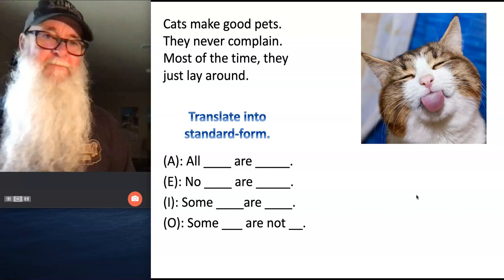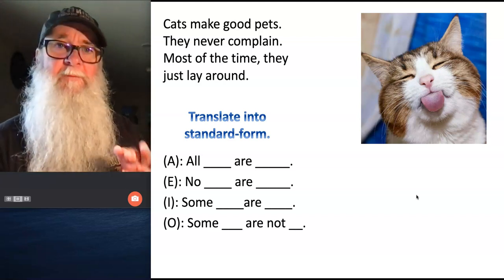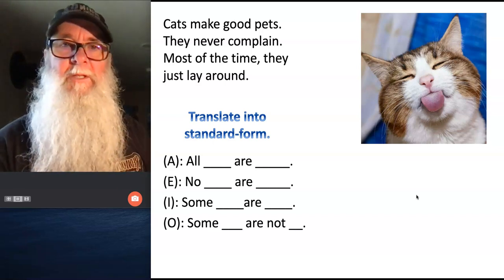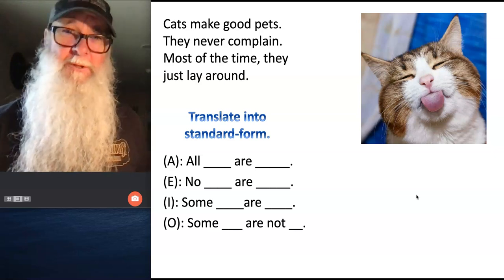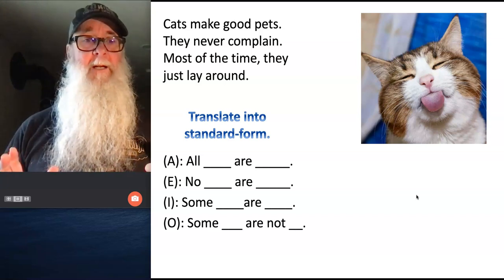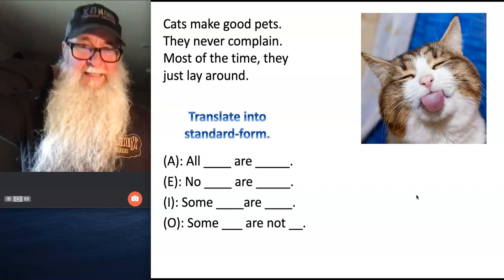Okay, so you still have just these four standard form categorical statement forms to work with, and you've got to figure out a way to get as much of that original meaning translated into one of these four forms without losing any essential meaning. All right, so why don't you go ahead and pause your video, and when you're ready to take a look at your work, go ahead and restart it. All right, let's see how you did this.